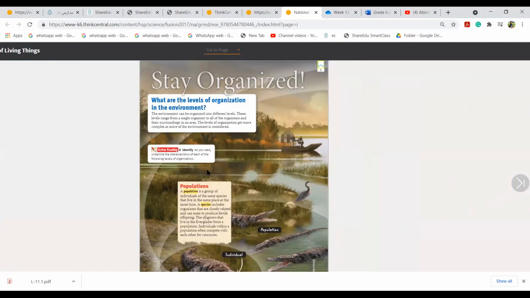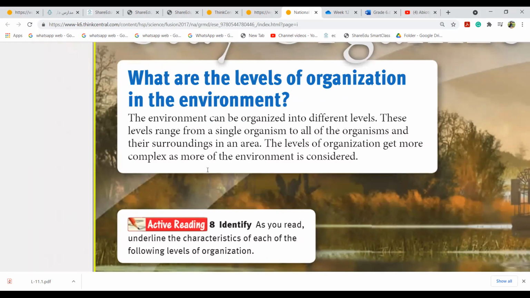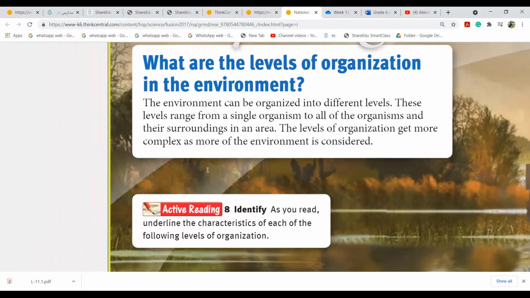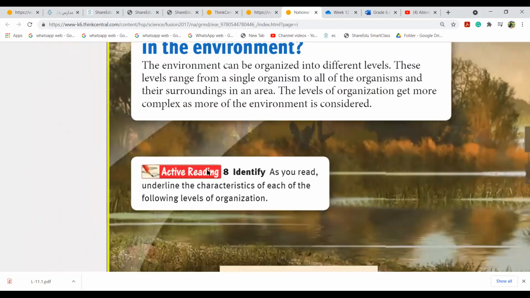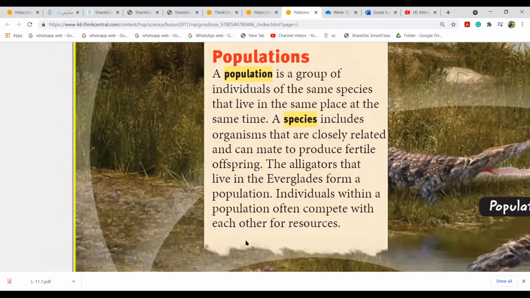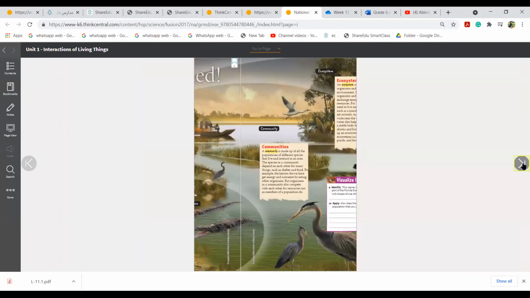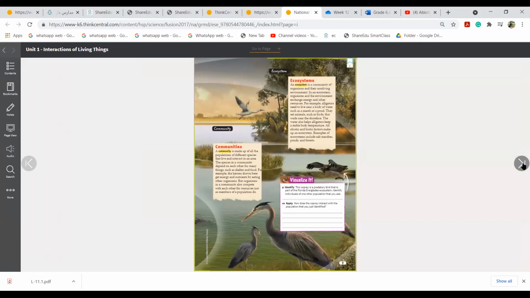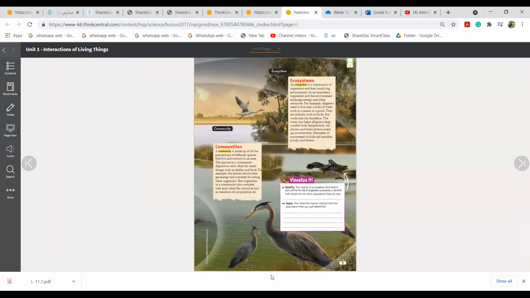Now coming to the levels of organization, girls, very, very important again. There are different levels of environment. They get more complex as the environment is considered. First we'll speak about population. I think it's better if I continue this tomorrow, but simply I will say it is like population, species, communities, ecosystems. It's like cell, tissue, organ, organ system.